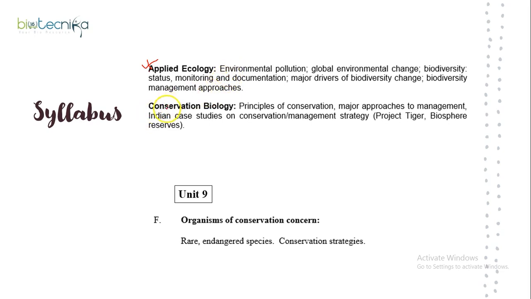Next is conservation biology. This conservation biology is something that is a bit memorization based. So principle of conservation, major approaches and all. Now I would always say club this conservation biology with a part of your unit 9, which is organisms of conservation concern. This is very important. The list of rare, endangered and critically endangered species, those conservation strategies, and the conservation categories, those are very, very important.